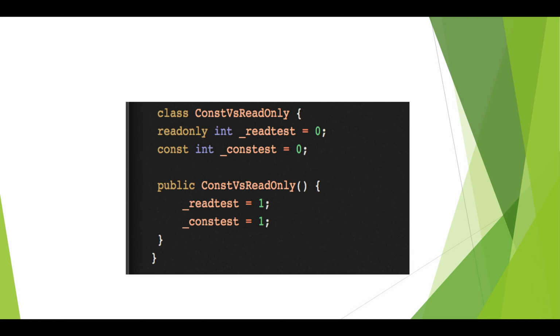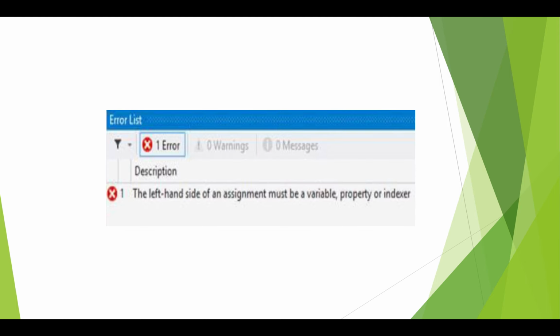So I have a program snippet here. There is one readonly variable called readTest, and another, a constant variable, called constantTest. Now we have a constructor. In that, we are changing the value of the readonly variable and also the constant. Okay. Now, if we try to compile this program, let's see what happens.